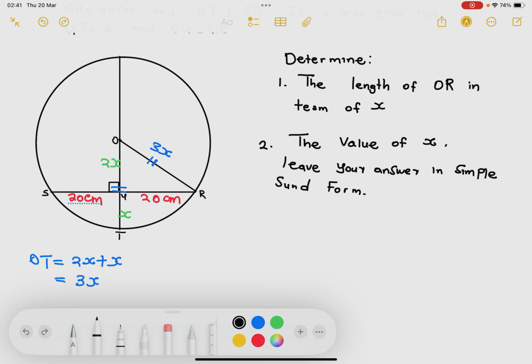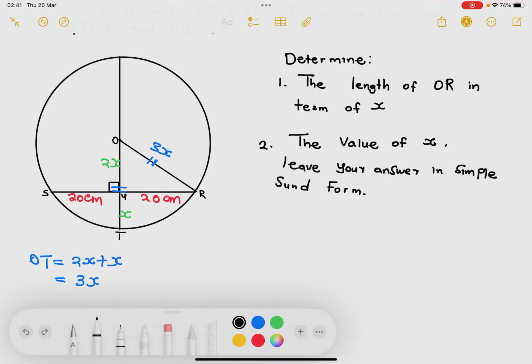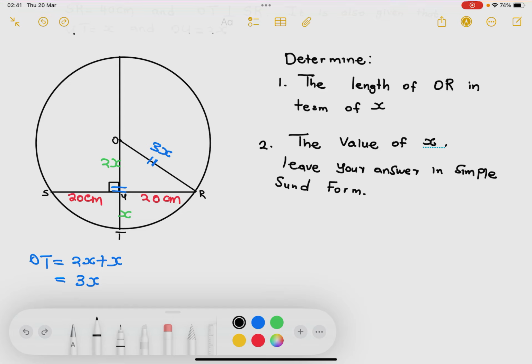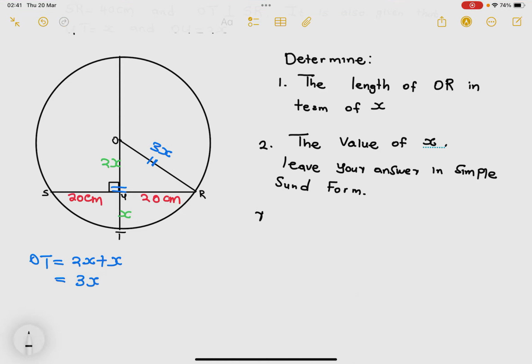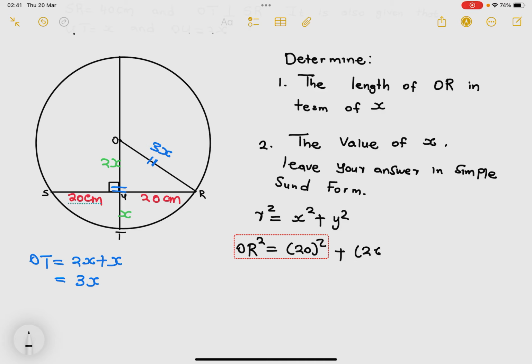Now let's look at the first question. The first question says that we need to calculate the length of OR in terms of X. How can we do that? Again, we're just going to use the theorem of Pythagoras. We say that R squared equals X squared plus Y squared. So OR squared equals 20 squared, plus the value of Y, which is 2X, squared.